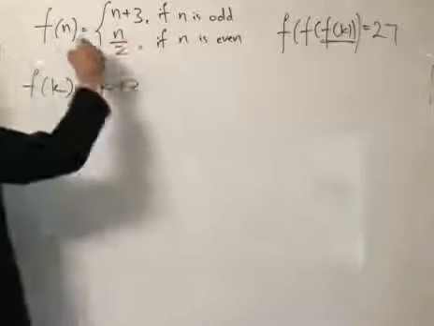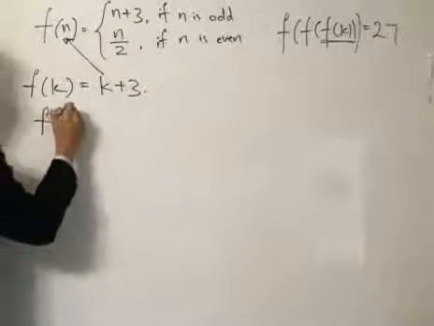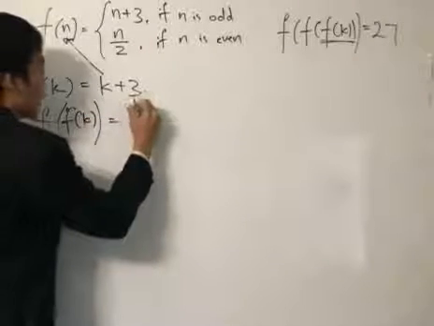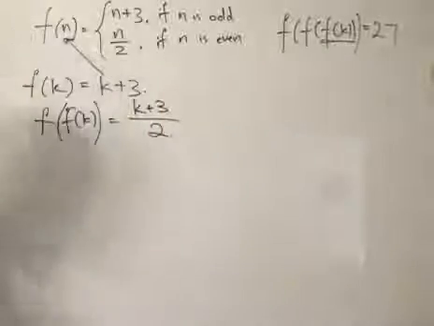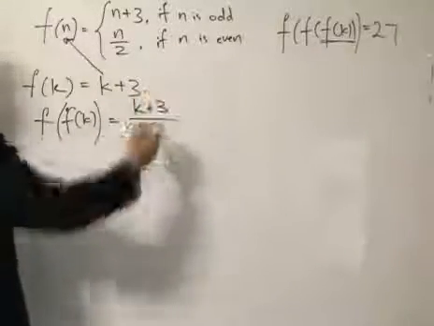We put k plus 3 inside here because k plus 3 is even. So f(f(k)) is equal to (k plus 3) divided by 2. Not a problem there. And just repeat the process. So we are taking the function of this, the function of (k plus 3) divided by 2.